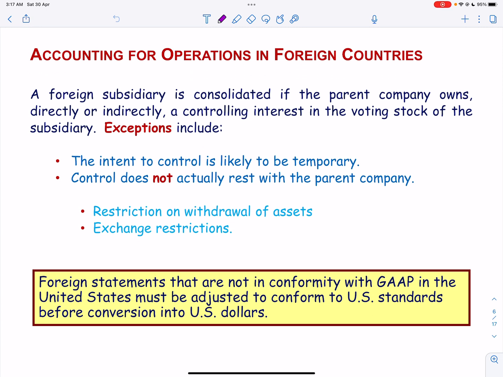So the Saudi company has control over the subsidiary. Please note that controlling interest means that the company has more than 51% share in equity. Although there are some exceptions, like when the parent company doesn't intend to control or the control is temporary, then there is no consolidation. A foreign government can also restrict the control of the company, like it can restrict the withdrawal of assets or can even restrict exchange.